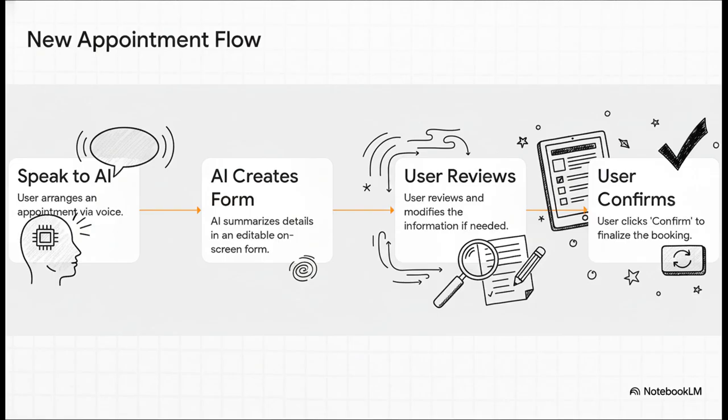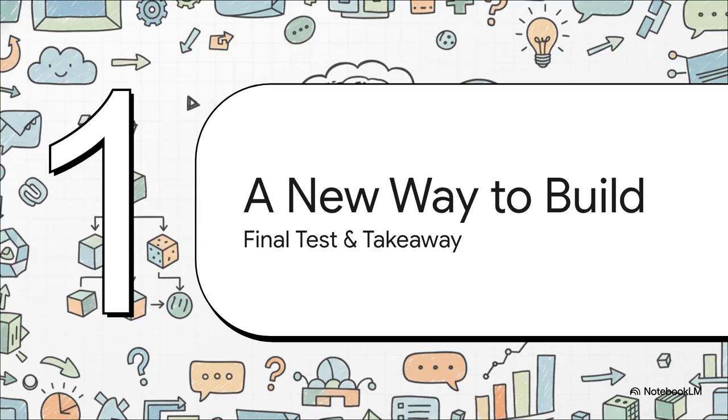Now you talk to the AI, it fills out a form on the screen, and then you can actually look it over and fix any mistakes like a misheard name or the wrong date. Only when you're happy with it do you click Confirm. It's the perfect mix of conversational AI and a classic, reliable user interface. So at this point, we've got a pretty solid app, right? It's professional, it sounds human, it's safe to use.